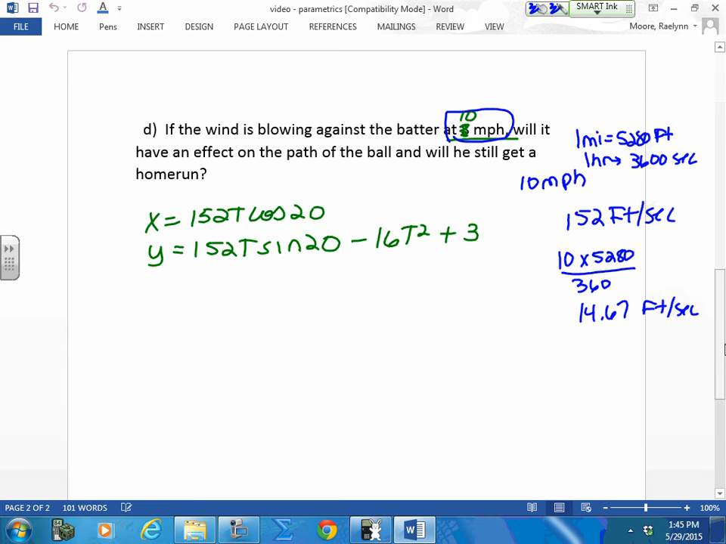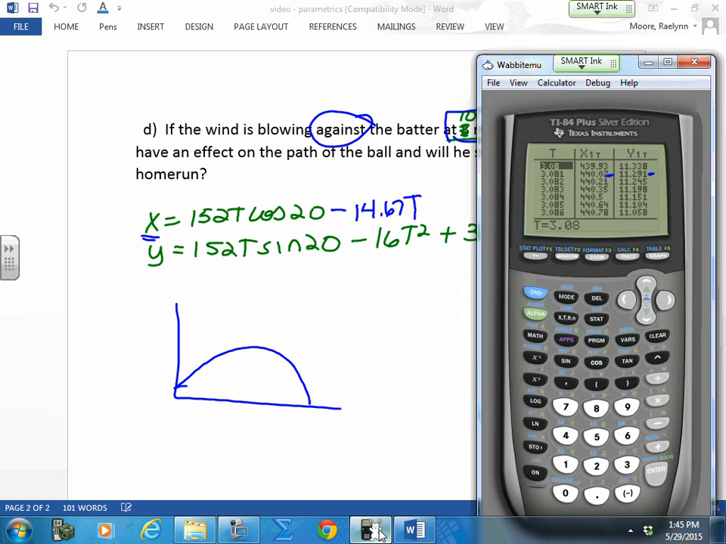Now, since the wind affects the horizontal, we're going to change the x equation. And since it works against the batter, we're going to subtract it from here. Since it is also a function of time, we need our t parameter. And we're going to see what happens. We should get the same look to this. However, it should stop a little sooner than before. So let's see by adding this what happens.